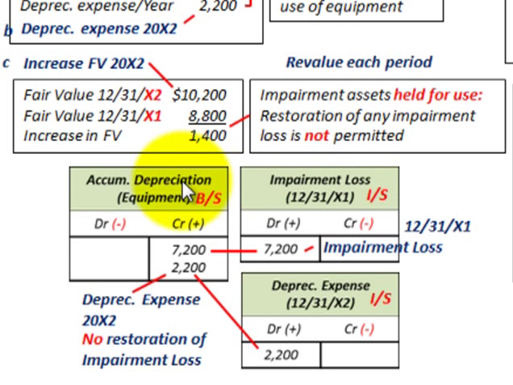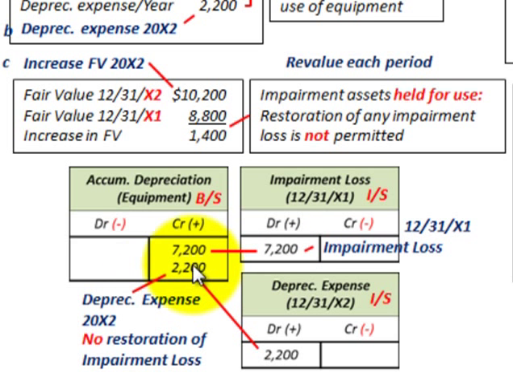So let's go and look at how we'd record this entry here. We have our accumulated depreciation here in our balance sheet. We would credit that here for $7,200 for this impairment loss. And then on our income statement, the impairment loss here in 12/31/X1, we would debit that here for $7,200.